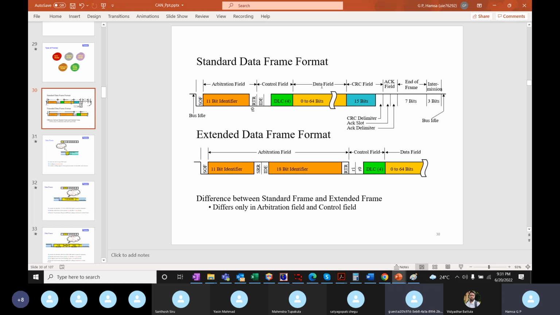So let's go to the data field. Then I'll come back to the DLC. In the data field, we can send 64 bits of data, nothing but 8 bytes of data in a single frame.